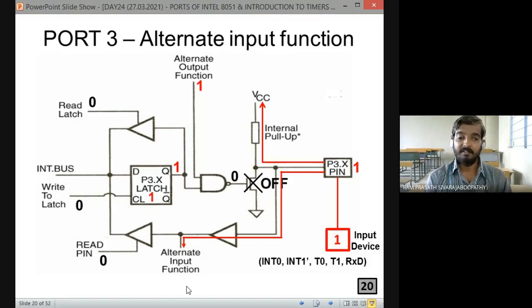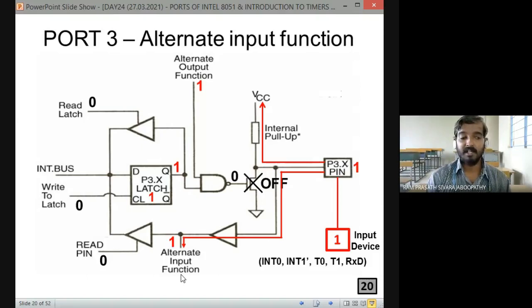See, in general, we are speaking about the port 3 operation. Fine. But when we are saying an individual pin, say for example RXD, meaning receiving serial input data, then the data coming here does not go through the port pin to the internal bus. It will directly enter into the serial UART. So one bit goes inside and gets stored. That's it. Fine. I hope it is clear.